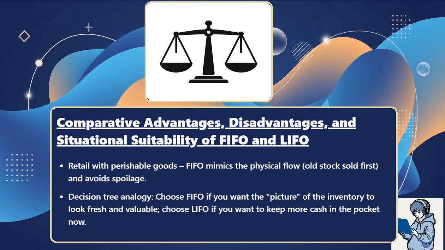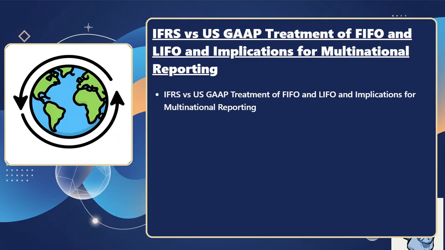Decision tree analogy. Choose FIFO if you want the picture of the inventory to look fresh and valuable. Choose LIFO if you want to keep more cash in the pocket now. IFRS versus US GAAP treatment of first in first out and last in first out, and implications for multinational reporting.